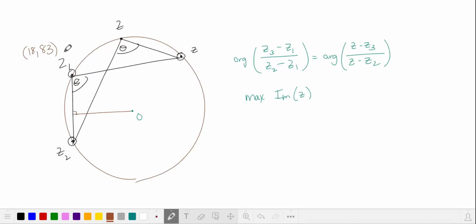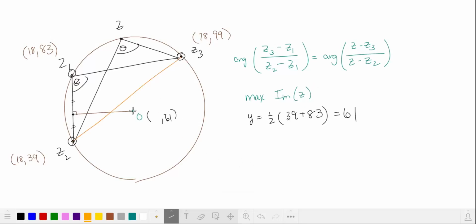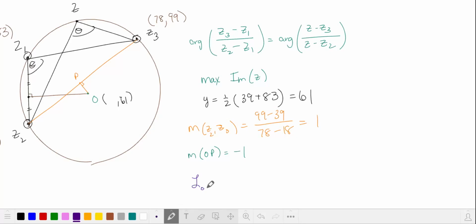I'll just write these coordinates now as if they were in the Cartesian plane because the calculations are the same. This midpoint is easy to find because it's just the average of the y-coordinates of z1 and z2. To find its x-coordinate, we'll just note that this perpendicular segment from O to the line connecting z2 and z3, this line OP, will be perpendicular to z2z3. So let's find the slope between z2 and z3 as if they were in the real plane. This ends up being 1, so the slope from O to P is -1. So the line that passes through OP, if it were in the real plane, would look something like this.